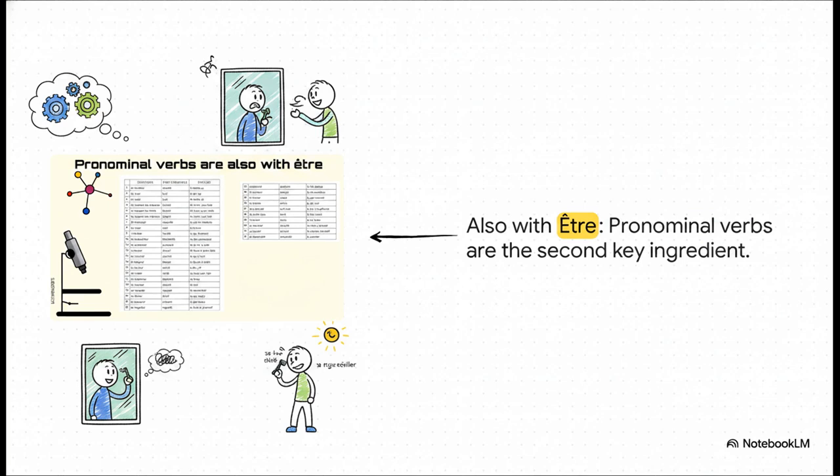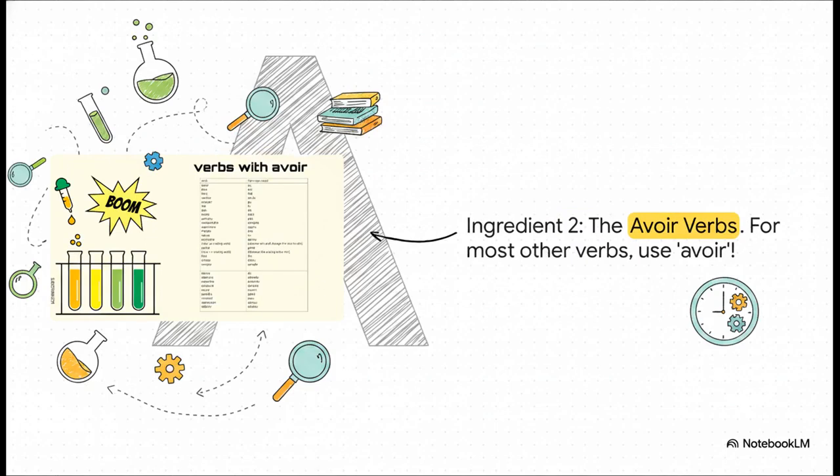You're also going to use être with all pronominal verbs. And what are those again? They're just the reflexive ones, actions you do to yourself. Think se lever, to wash yourself, or se réveiller, to wake yourself up. If it's got that se in front of it, you're using être. Simple as that.